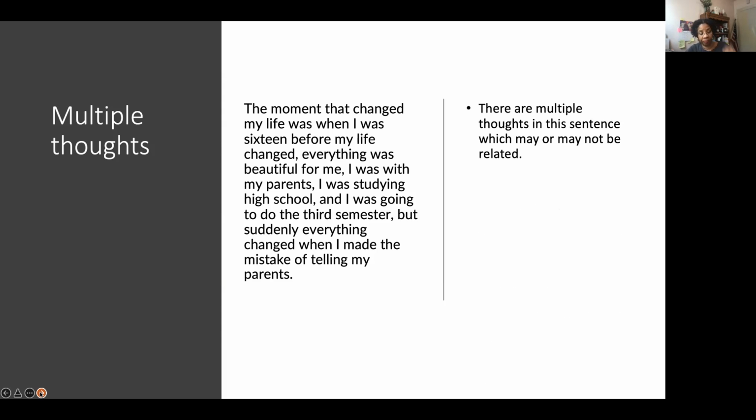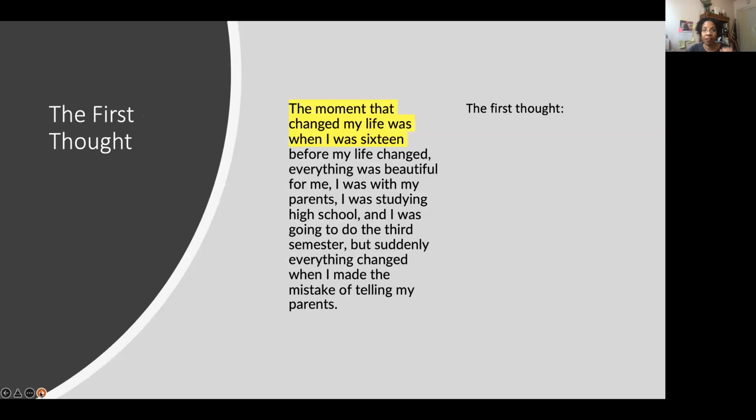So now, in this sentence, there are at least 3 different thoughts, okay? At least. So the first thought, right? The moment that changed my life was when I was 16. Okay. The moment that changed my life was when I was 16. That's one thought, right?